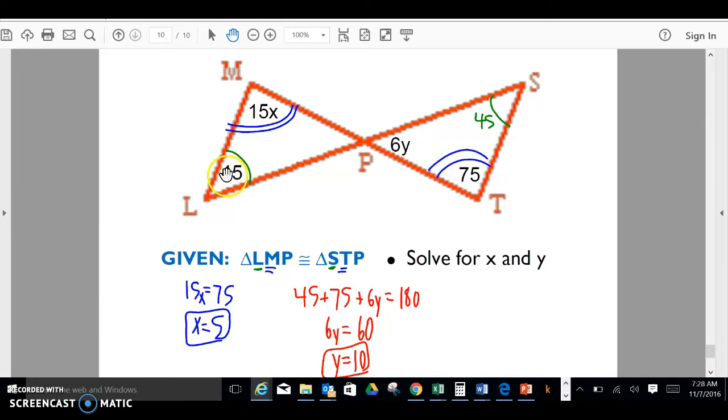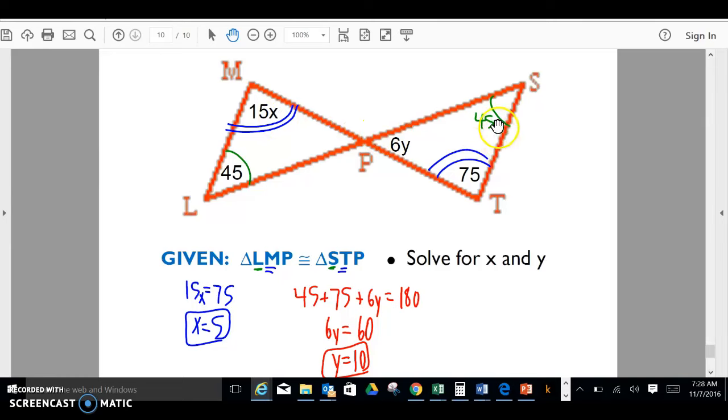Well, I noticed that angle L is 45 degrees, and angle S is 45 degrees, so those are going to be the same. I'm going to match up now M and T. Well, I know that they are congruent, so 15x equals 75. If I divide by 15, I get x equals 5. And if you want to know this other angle, it should come out to 75. Just double check, you always plug it back in. So 15 times 5 is 75.